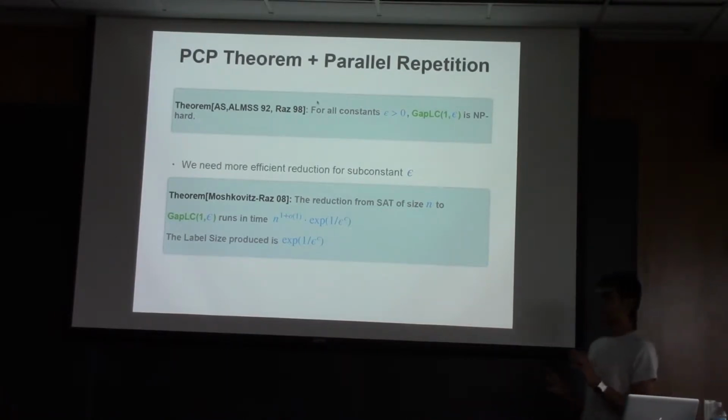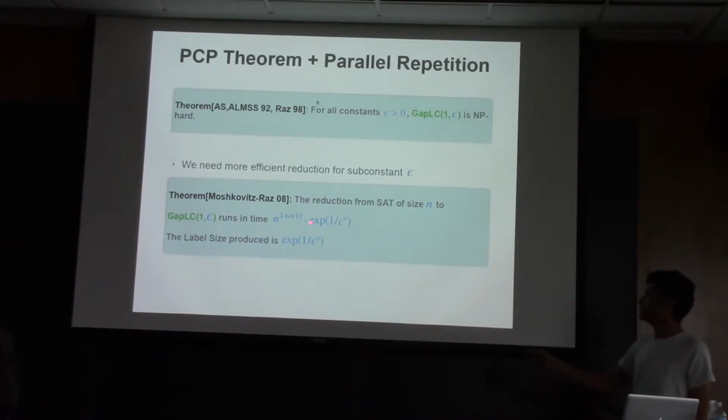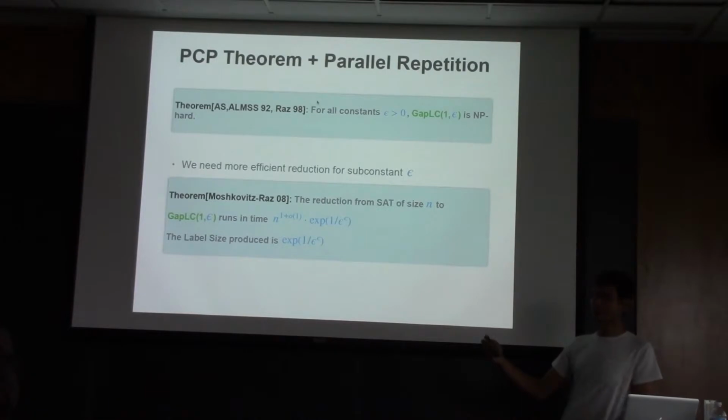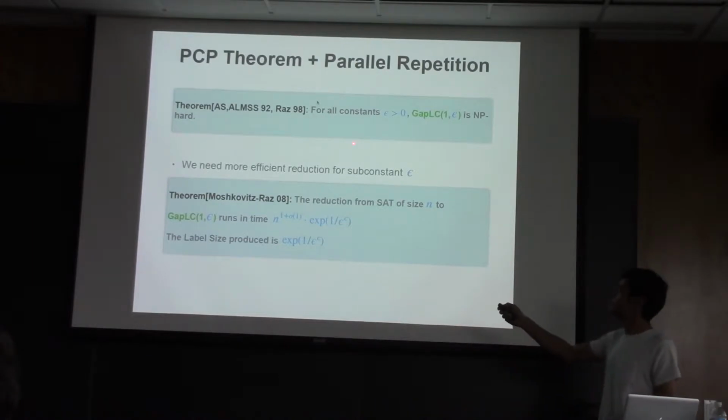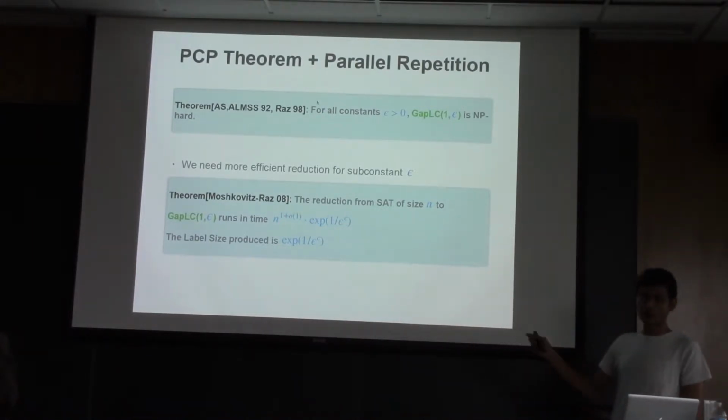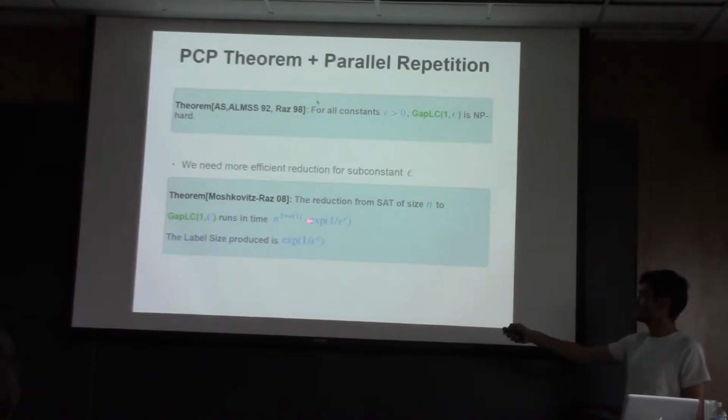And since in our reduction we would need epsilon to be sub-constant, we will use a somewhat more efficient reduction, which was given by Moshkovitz-Raz. What this reduction shows is that it reduces a 3-SAT instance of size n to this gap LC, but the reduction runs in time where the exponent of n is independent of epsilon. It's not very important, but the point is that for our efficient reduction we will need this theorem, and I'll come back to this later on why we needed it. Because in the earlier reduction the exponent of n will be 1 over poly epsilon, and here it will be just some constant independent of epsilon.